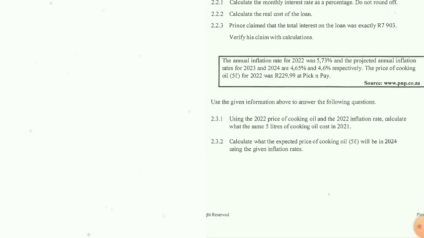Calculate what is the expected price of the 5 liter cooking oil in 2024 using the given inflation rate. Okay. Let's take things step by step, guys. I will use the easy method and the difficult method for many people. Me, I understand both methods. So let's begin, guys. Price for 2022, let's start here: 229.99. That's the price for 2022.